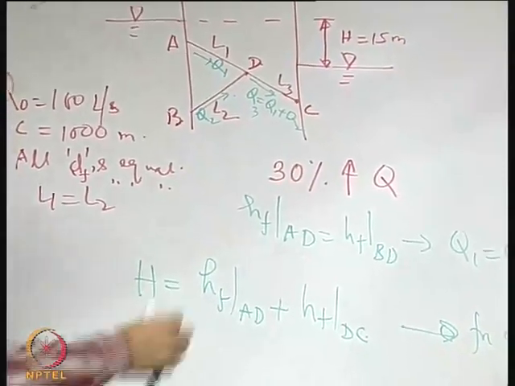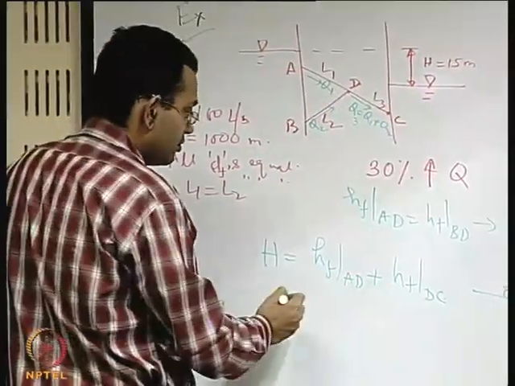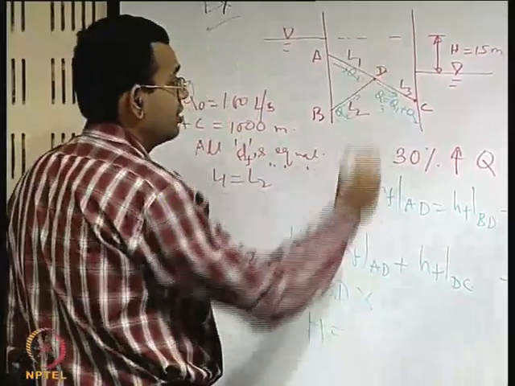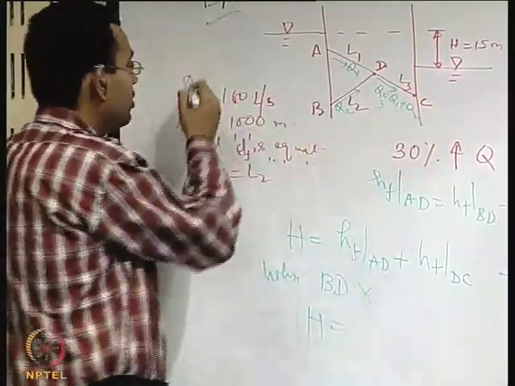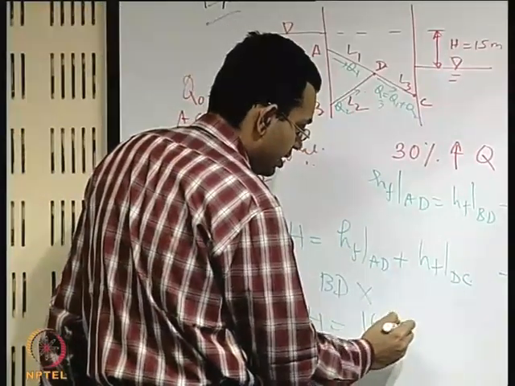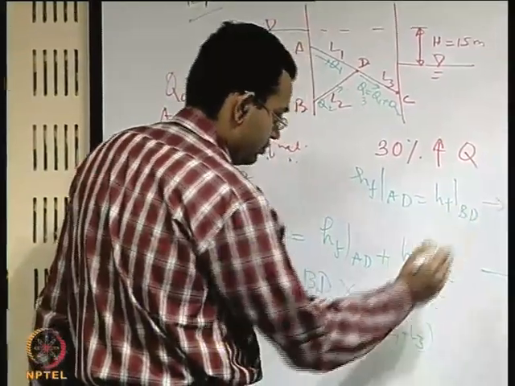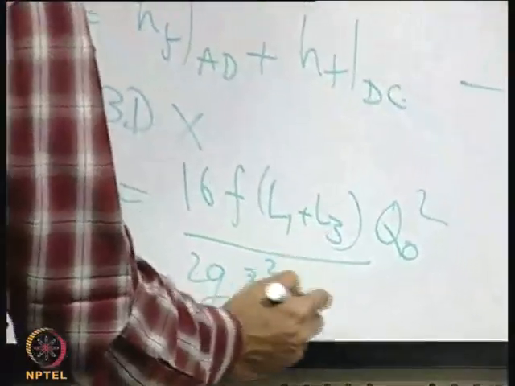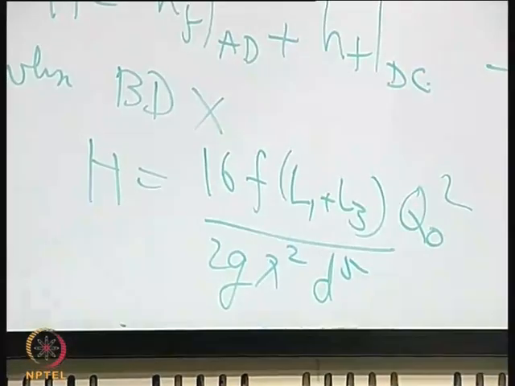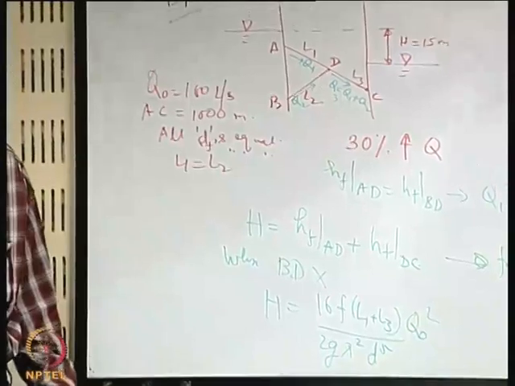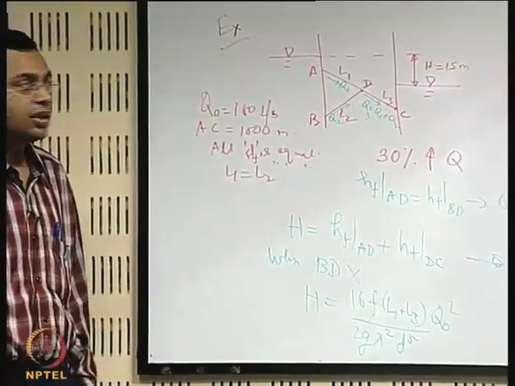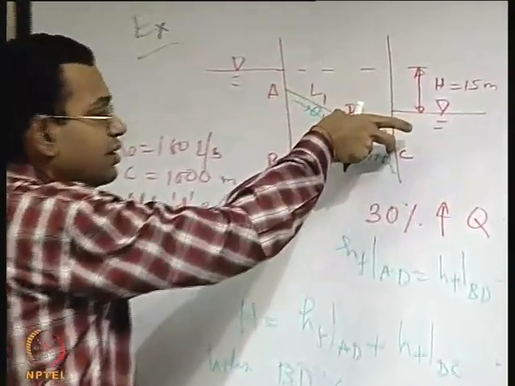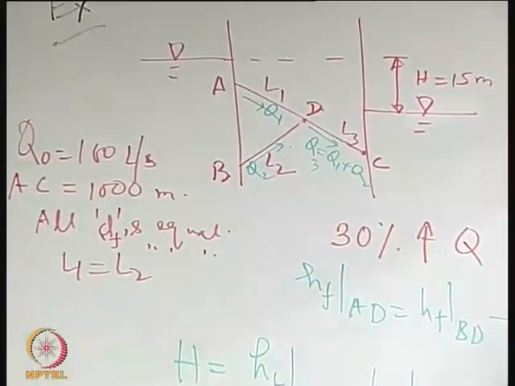And when this branch system was not there, the head loss would still be the same. So when BD is not there, the head loss is that for the length AC with the original flow rate Q0. So it is 16 F L, where L is L1 plus L3, into Q0 square by 2 G pi square D to the power 5. It is given that there is a 30% enhancement in Q, that means Q3 by Q0 is 1.3. From that you can find the missing length. Keep in mind that L1 plus L3 is 1000 meter. So assume this as x, this is 1000 minus x, and this is also x. You can solve for that, the remaining things are given.